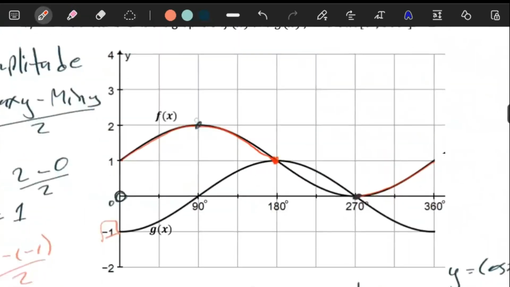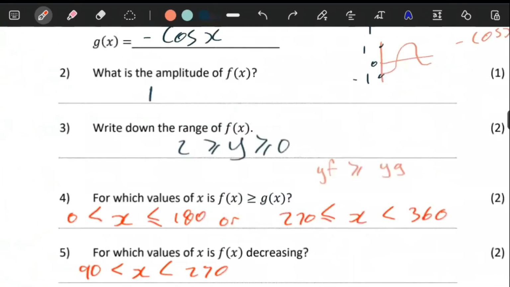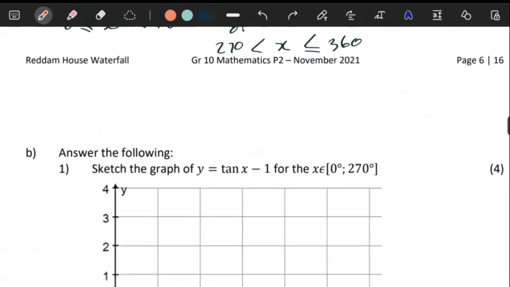Specifically at 90, it's not increasing or decreasing because it's not doing anything. At 270, it's also not increasing or decreasing, because before that it would have been decreasing, after that it's increasing. So in the middle here, none of those things are happening, you see. So let's move on to B.